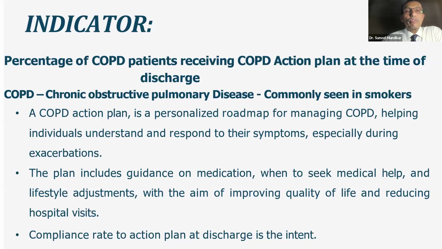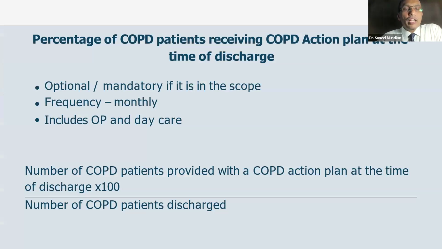You are treating COPD patients and discharging COPD patients. At the time of discharge, how many of them have received a COPD action plan? That is what this indicator measures. Again, it is an optional indicator. It becomes mandatory if it is in the scope. If your pulmonary medicine department is in the scope of services, then you have to incorporate it. Or even if it is in adult medicine, if you are treating COPD patients, you can adopt this indicator.